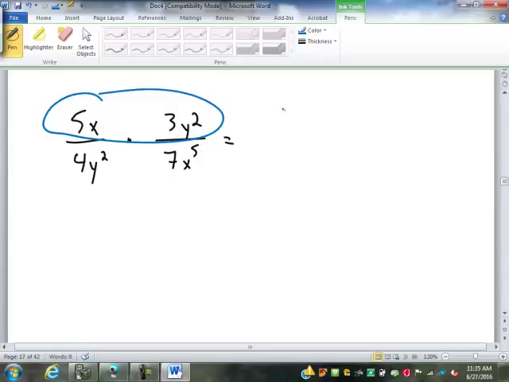5x times 3y squared. We multiply the counts. 5 times 3 is 15. Then we multiply the names. x times y squared is just xy squared. Nothing to really combine there. We're just putting them together.